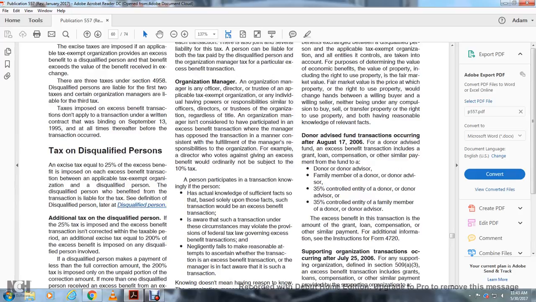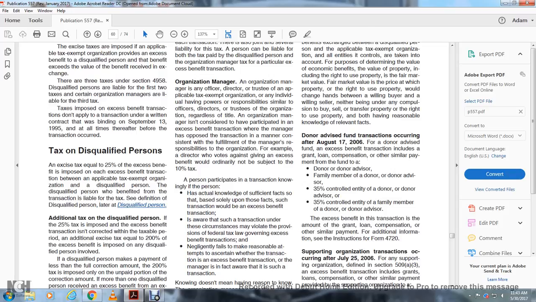Alright, the organization manager. An organization manager is any officer, director, or trustee of an applicable tax-exempt organization, or any individual having power or responsibilities similar to those of officers, directors, and trustees of the organization, regardless of title. An organization manager is not considered to have participated in an excess benefit transaction when the manager has opposed the transaction in a manner consistent with the fulfillment of the manager's responsibilities to the organization. For example, a director who votes against giving an excess benefit would ordinarily not be subject to the 10% tax.